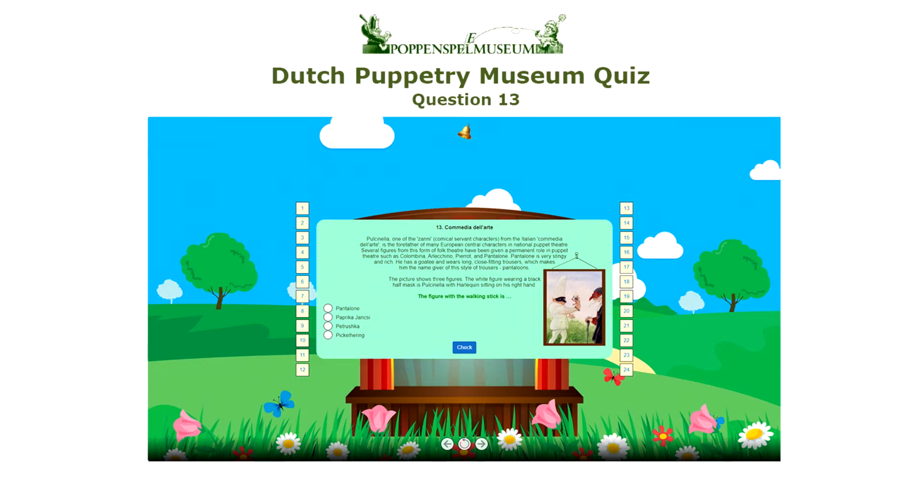The picture shows 3 figures. The white figure wearing a black half-mask is Pulcinella, with Harlequin sitting on his right hand. The figure with a walking stick is Pantalone. Paprika Janci, Petrushka, Pickle Herring.